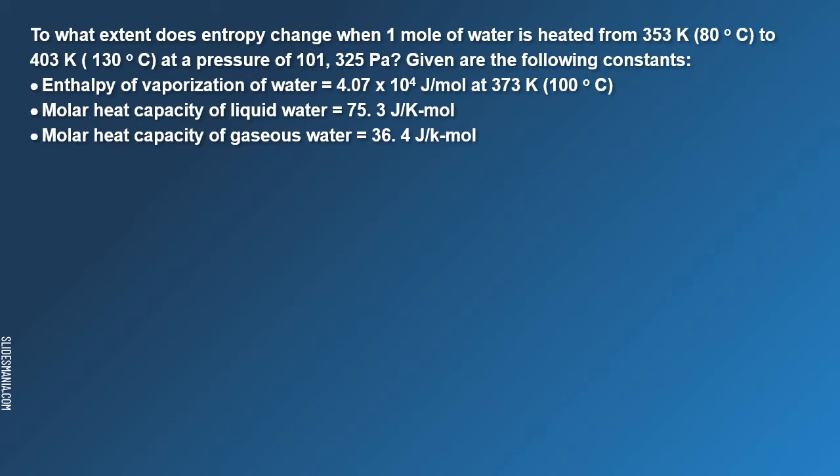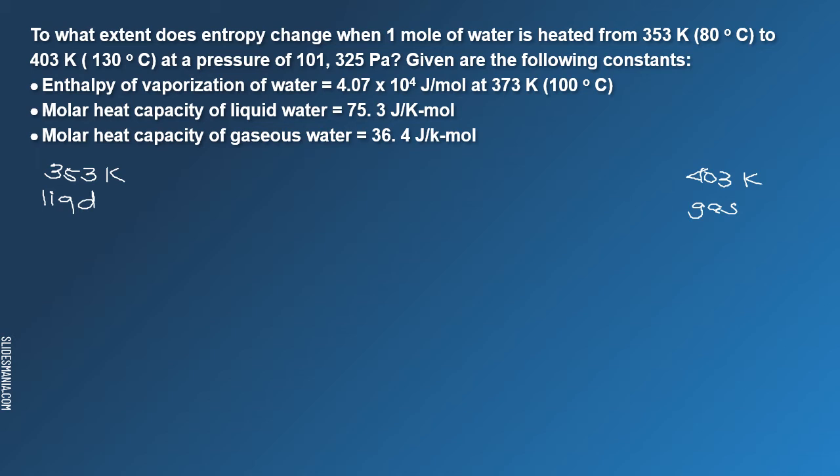For our next problem, we will be combining entropy calculation dependent on temperature and entropy calculation associated with phase change. First, let's analyze our problem. We have water at 353 Kelvin. So this is still liquid. And then the end point is 403 Kelvin. And this is already gaseous since it passed the boiling point of water. At this point, this is gas.